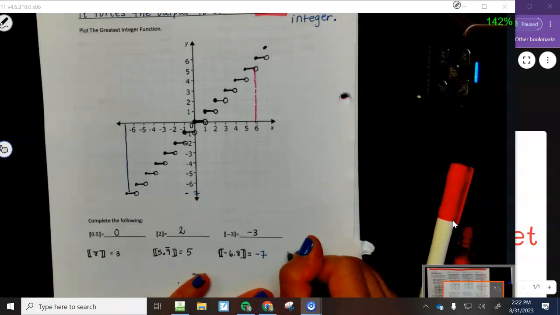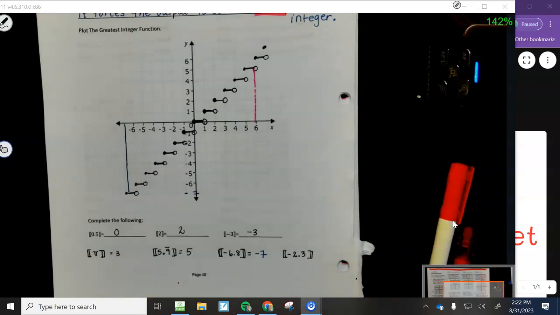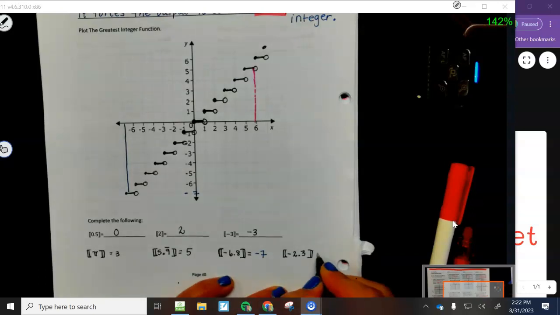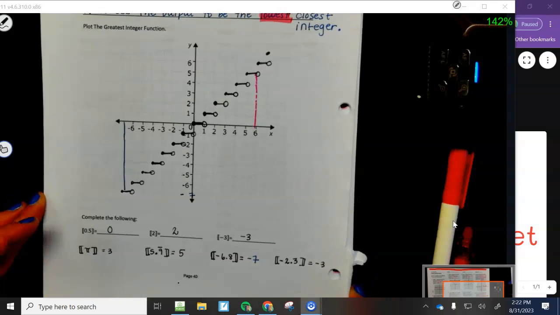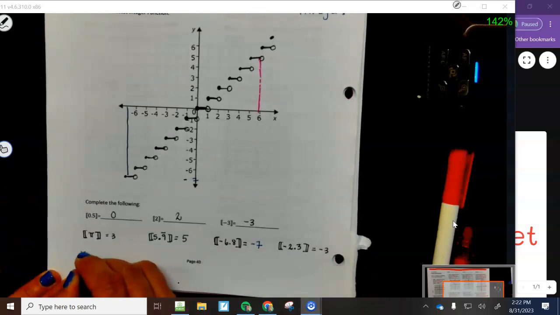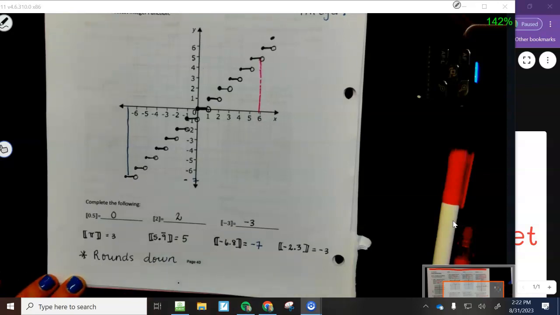Let's try another negative number because it's so fun. Now you can look at the graph or you can just remember what negative 2.3 is in between. What two integers? Negative 2 and negative 3. Which one's lowest? Negative 3 is the answer. That's right. That is how the greatest integer function works. And guys, all it does, to put in simple terms, it just always rounds down. That's all that it truly does.